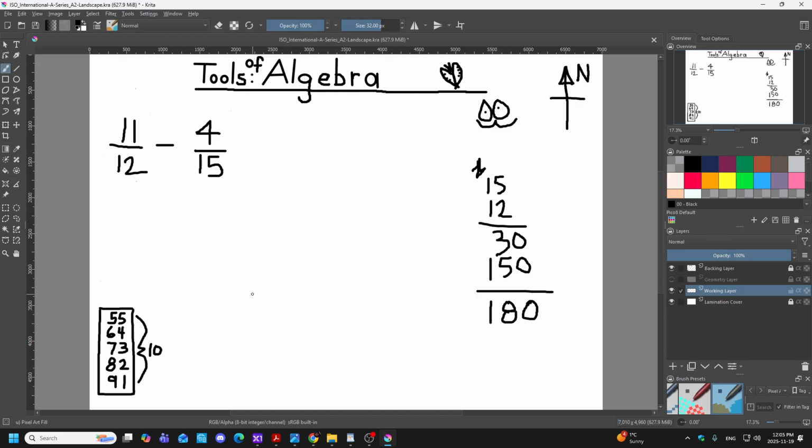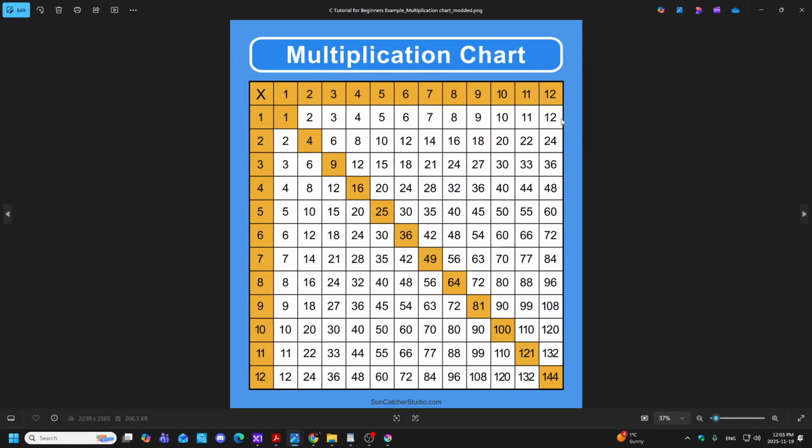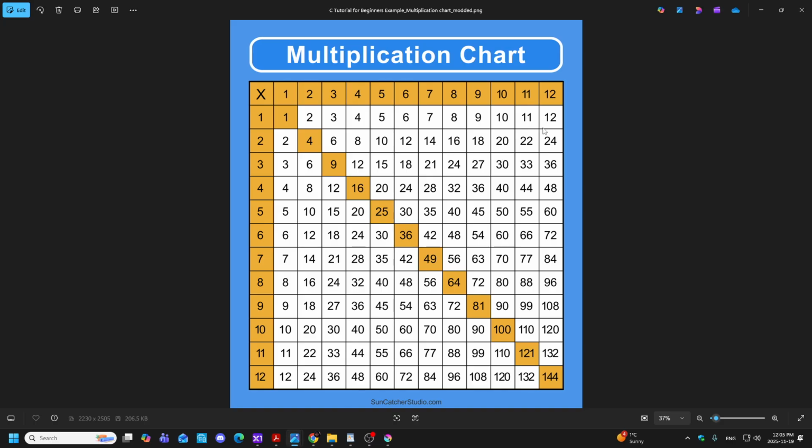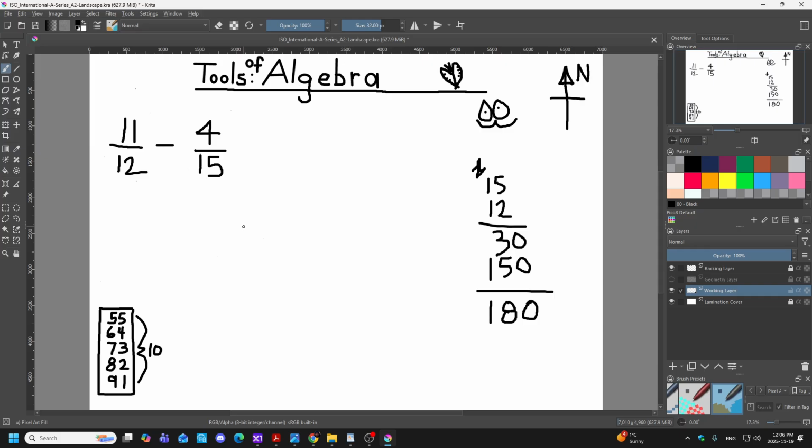Okay, 12, let's see. I would like something smaller. I really don't want to use 180 for a common denominator, but we may have to. Let's look at our 12s row here. Quickly, do any numbers go nicely with 15? 15 doesn't look like it. I doubt 120 does. 15, 30. Hold up. Oh.